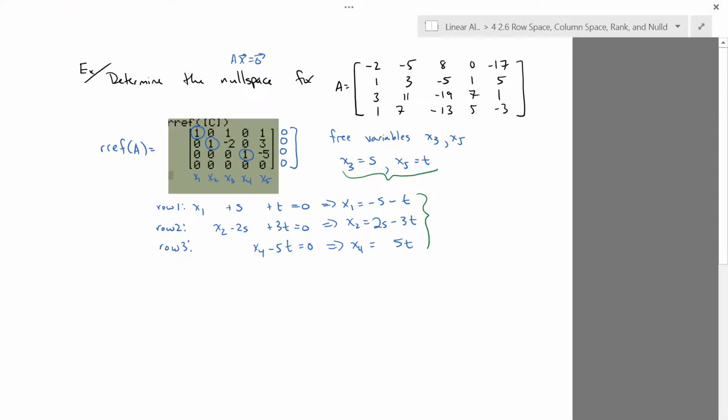So what do we have? So the null space of A is, right, so let's put it together here. So x1, x2, x3, x4, x5. x1 was minus s minus t. x2 is 2s minus 3t. x3 is s. x4 is 5t. x5 is t.